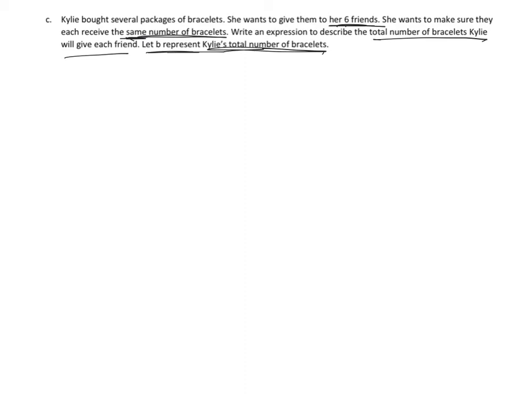So if you actually think about this visually, think of Kylie having like this big bag of bracelets. And we don't know how many she has. She could have 10, she could have 80, I don't know. So that's why it's represented as B, because we don't know how many bracelets Kylie has. Well, she's going to give them to 6 of her friends. But she wants to give them the same number. So if she wants to give them the same number, she would have to divide it equally. So this would be the bracelets divided by 6. And you can write it that way, or you could write B divided by 6.